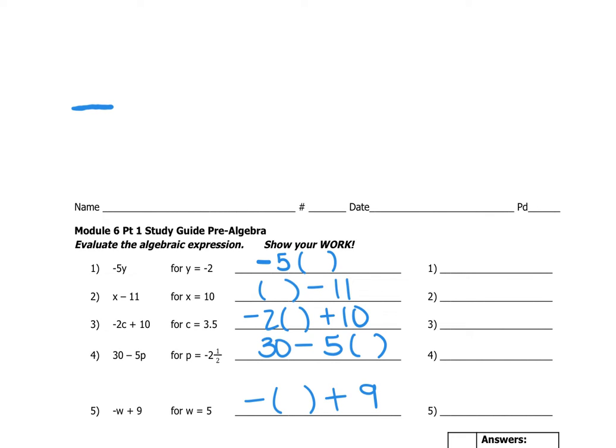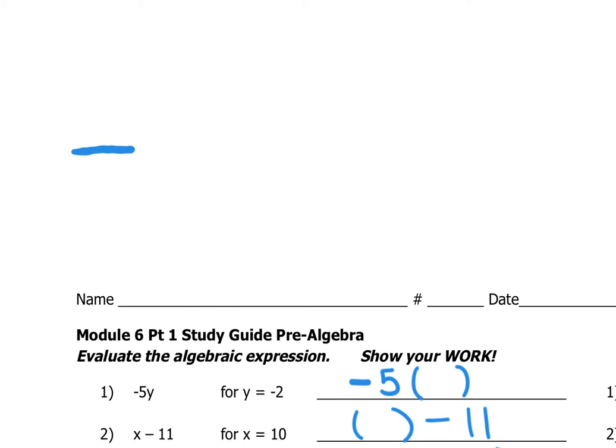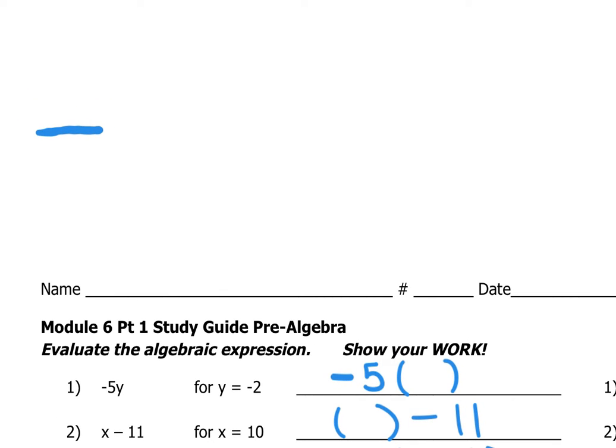Alright guys, today we are going to be going over the study guide for our upcoming test. And so I've started here, I went ahead and filled in the work part, and I just put some empty parentheses so that we can fill in those parentheses with the given number that they want us to replace or substitute the variable with. So the first one, number 1, it's -5 times y.